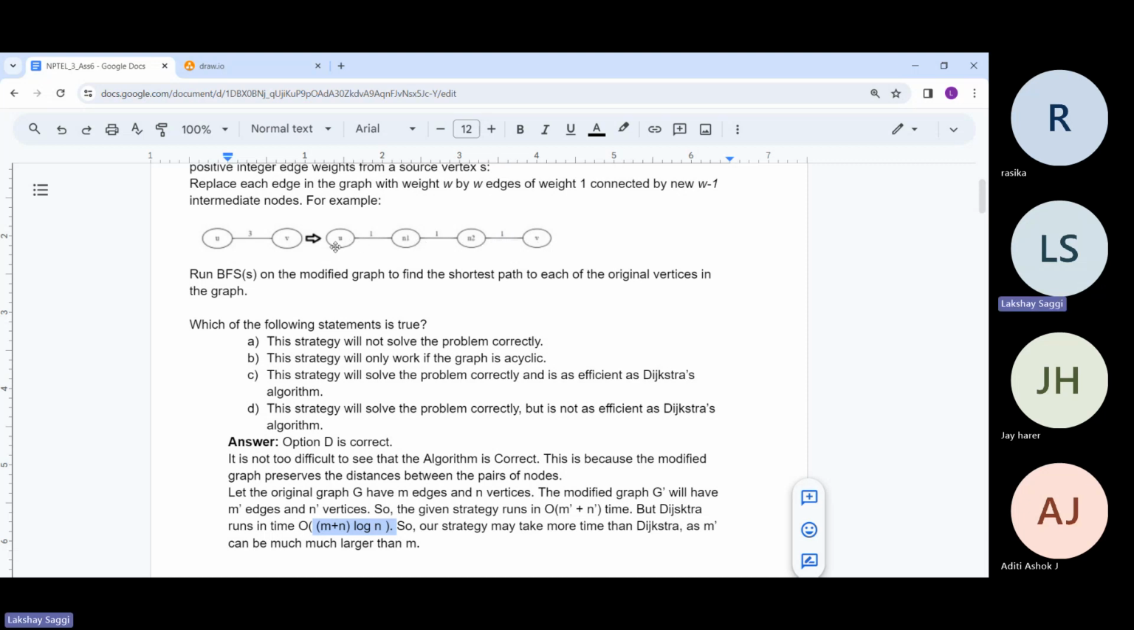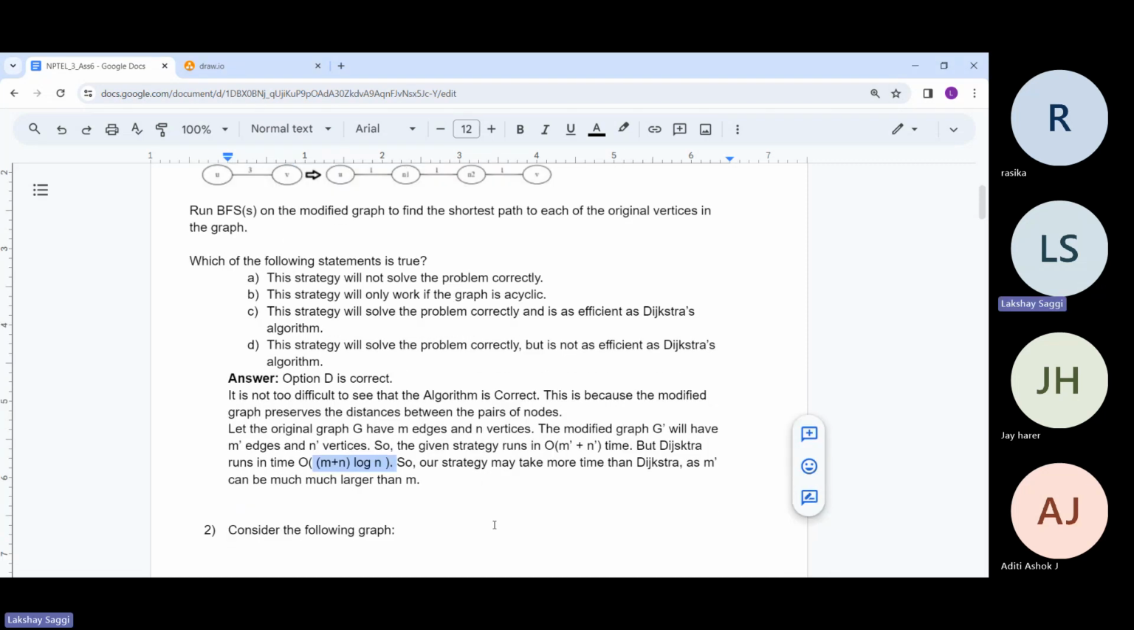And as we introduce 1 million edges between u and v in the modified graph, the BFS on it will take something like an order of 1 million time, which is obviously much larger than just running Dijkstra directly on these two nodes. So I hope everyone understands why M prime can be much larger than M.